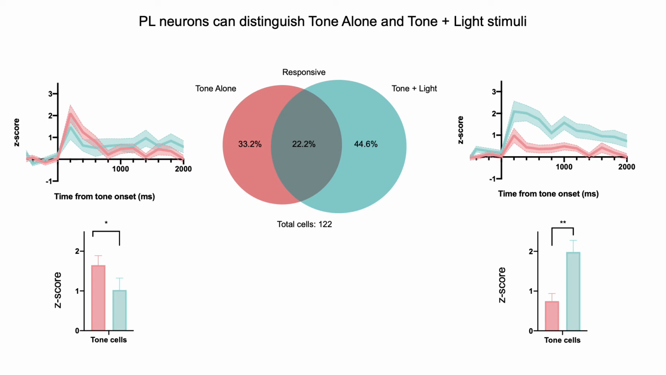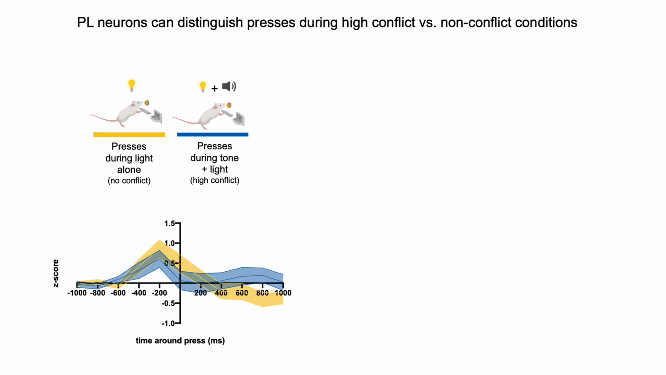Now, what about the behavior of these animals? We first started looking at pressing. Now, there are two types of presses that can occur. Presses during light alone conditions, or no conflict, and presses during tone plus light conditions, high conflict. In the bottom graph, I'm showing how cells responded to both kinds of presses, yellow being light alone presses and blue being tone plus light presses.